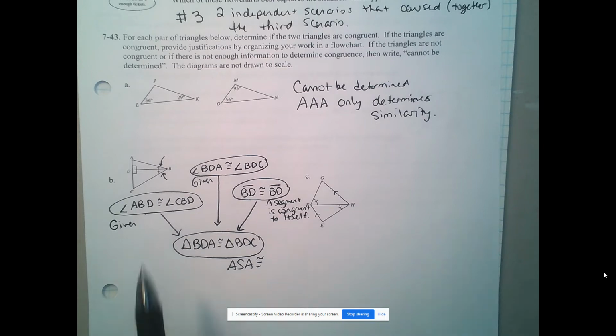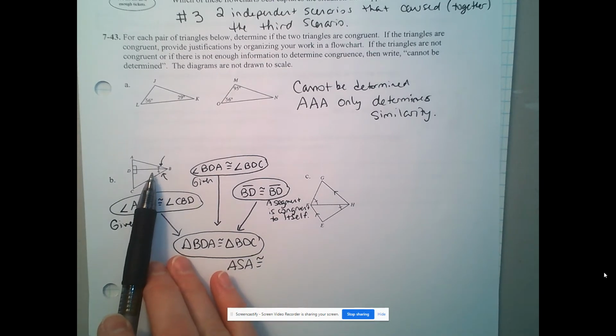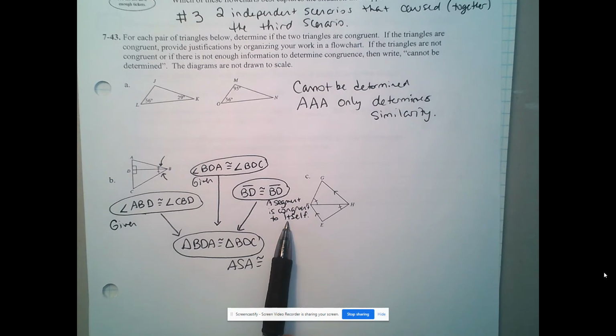However, because two of them were using the same segment, I did have to use a different reasoning than given. There's no tick mark. There's no symbol for that in your diagram. So you had to say a segment is congruent to itself.